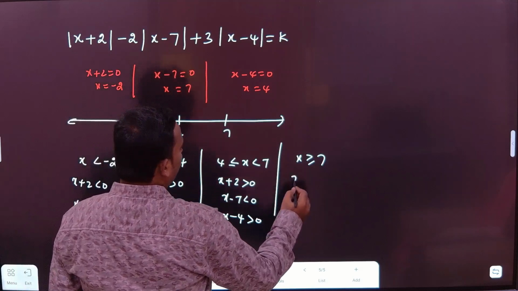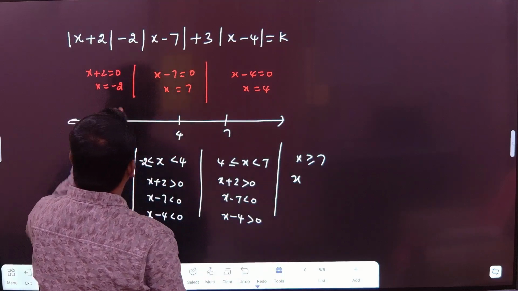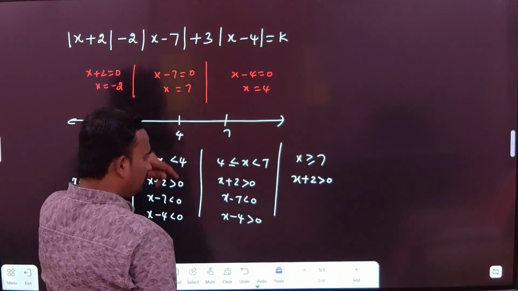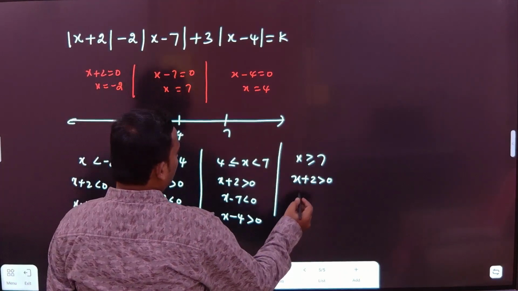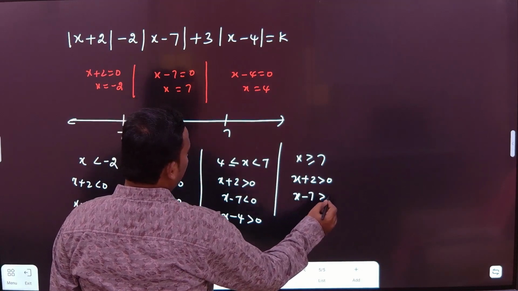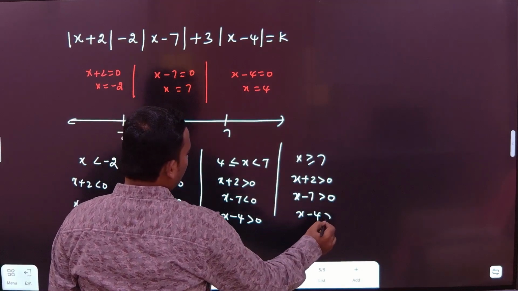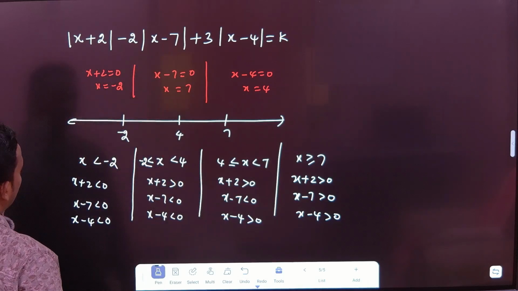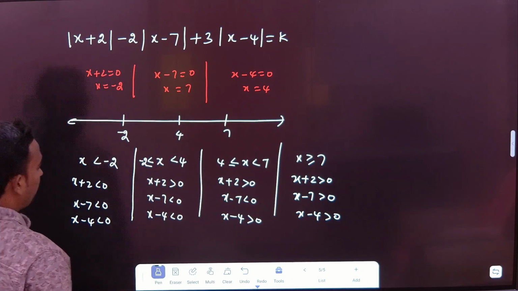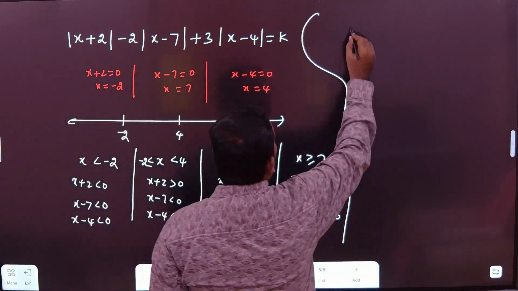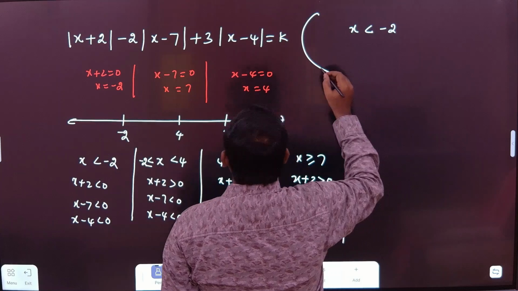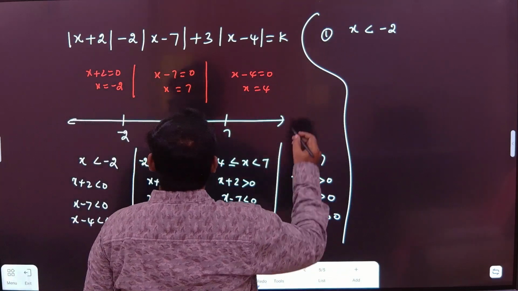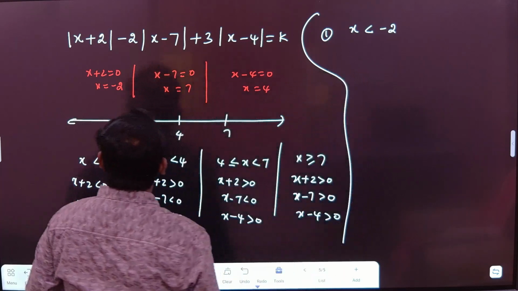If you take x greater than or equal to 7, x + 2 is greater than 0, right? x - 7 is also greater than 0, and x - 4 is also greater than 0, right? Now you have to redefine this. When you take x less than -2, the first one, in this interval, how do we define this?